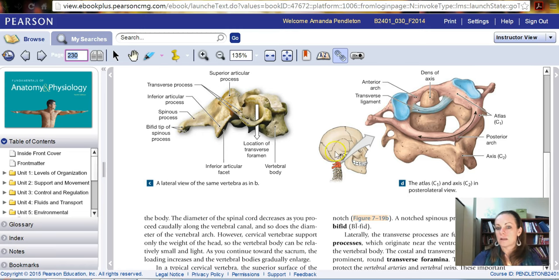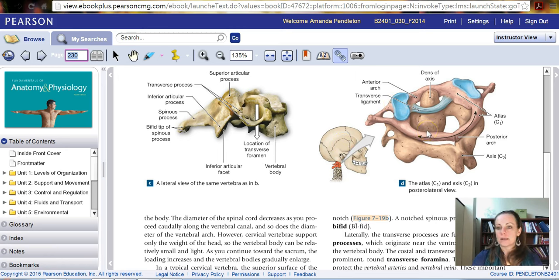Atlas is the one that the skull sits on top of. And if you remember in mythology, Atlas was a mythological figure that balanced the skull on its head, or balanced the world on his shoulders. And so if you think of that, Atlas is balancing the world, your head, on top of it.